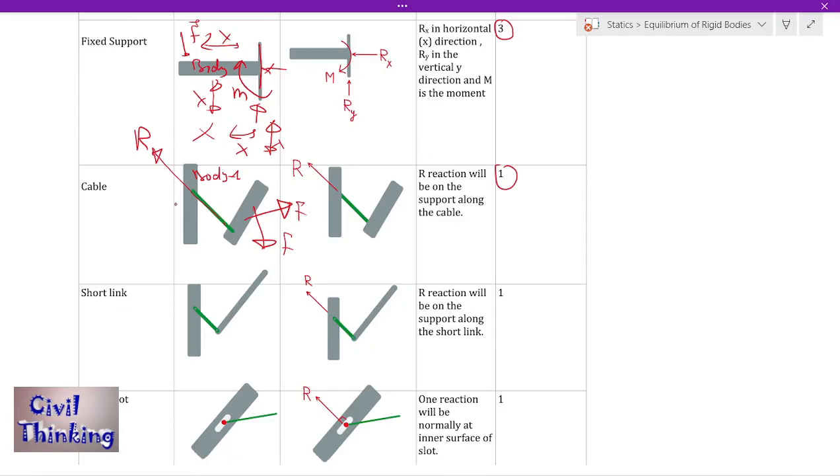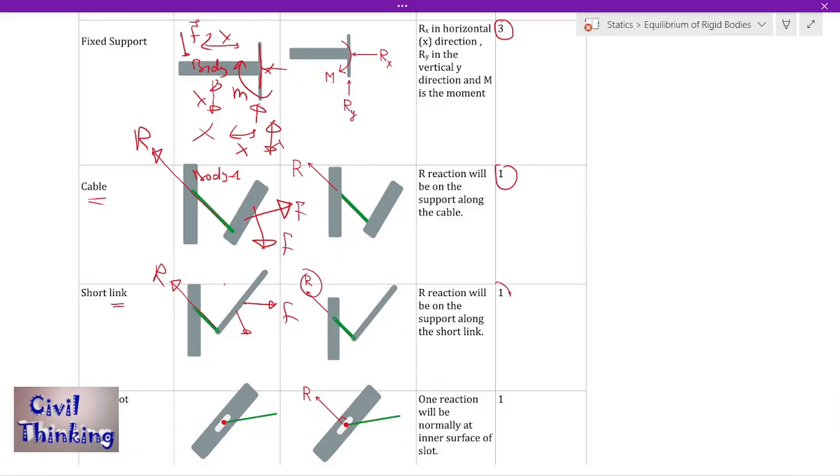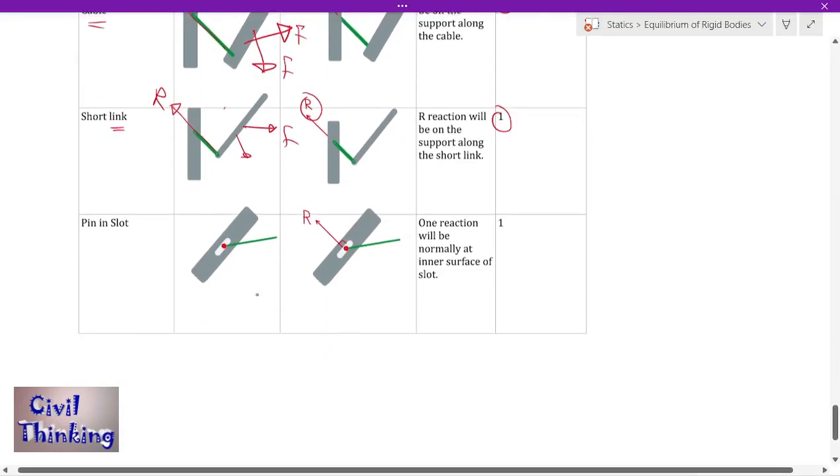Similarly, a short link is like the cable; the cable and short link are the same thing. Wherever you apply the force here, the reaction will always be along the short link, along the length of the link. There will be one reaction. Now, pin in the slot.